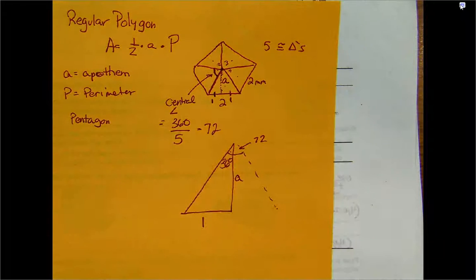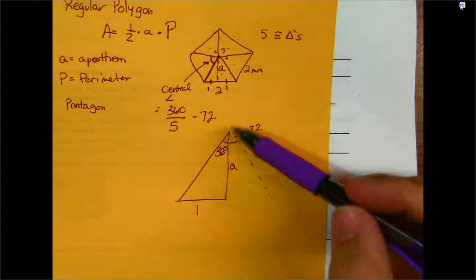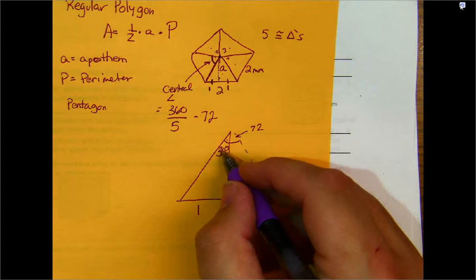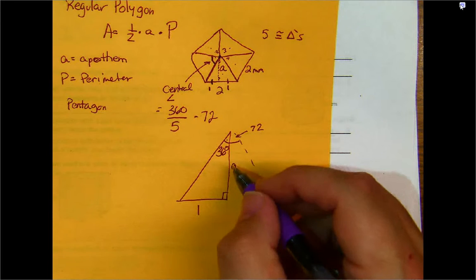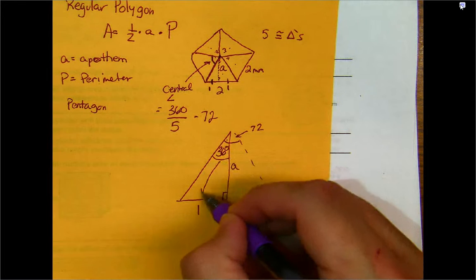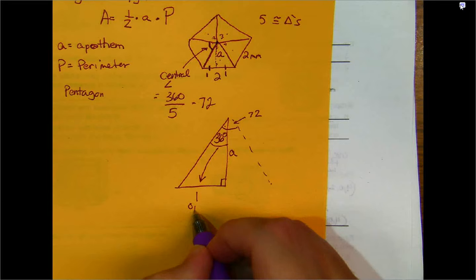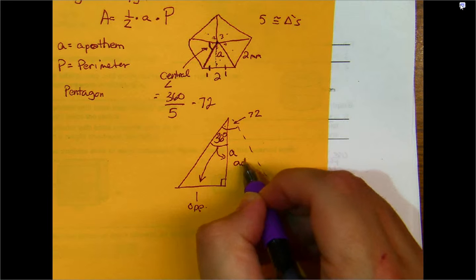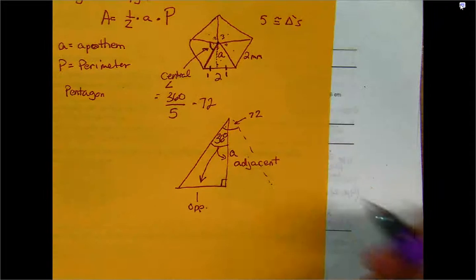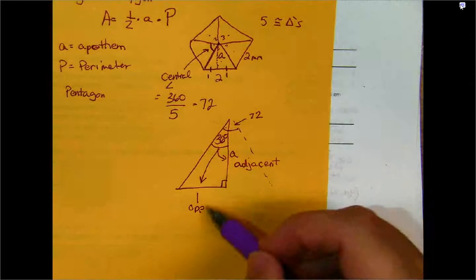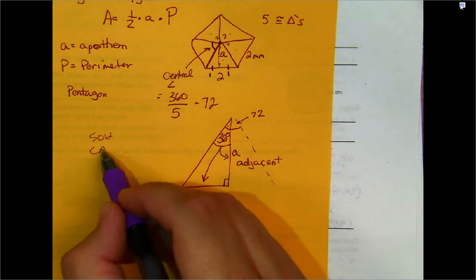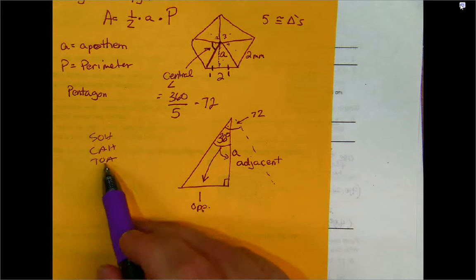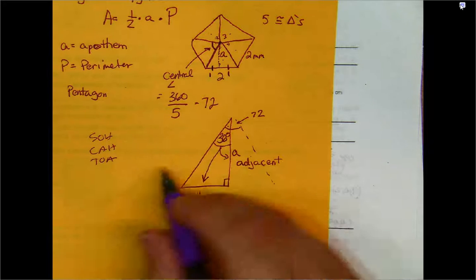Now, if I'm in a right triangle, do I know how to figure out what the apothem's going to be? I have an angle, I have an acute angle. What side is this? Yeah, that's the opposite side. What side is this? The adjacent side. So how can I figure out the apothem? Which one? SOHCAHTOA? Which one has opposite and adjacent? The tangent does.